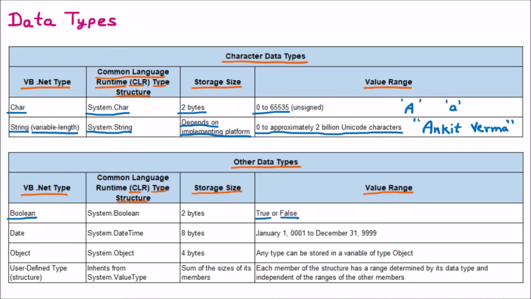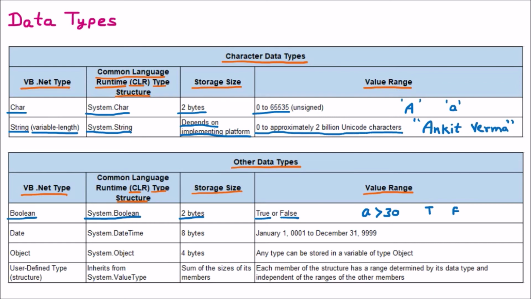Let's say I am applying a condition, where the number a is greater than 30. Depending upon the value of a, true or false will come. This true and false are part of Boolean. The Boolean data type takes 2 bytes of storage size and is stored in System.Boolean. So whenever you require true and false, this Boolean is taken.